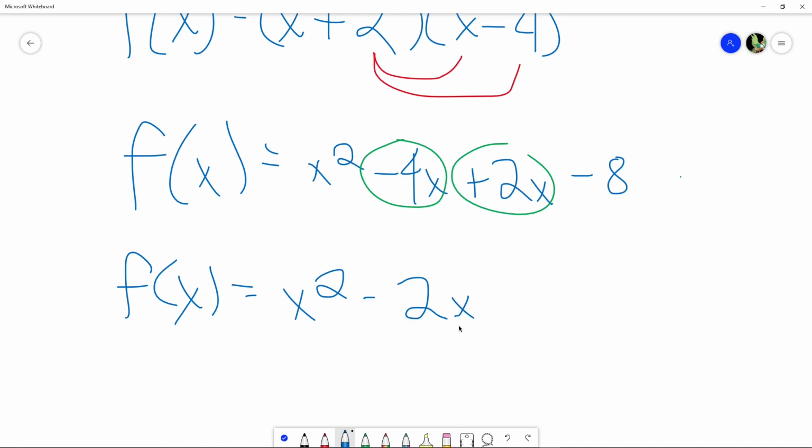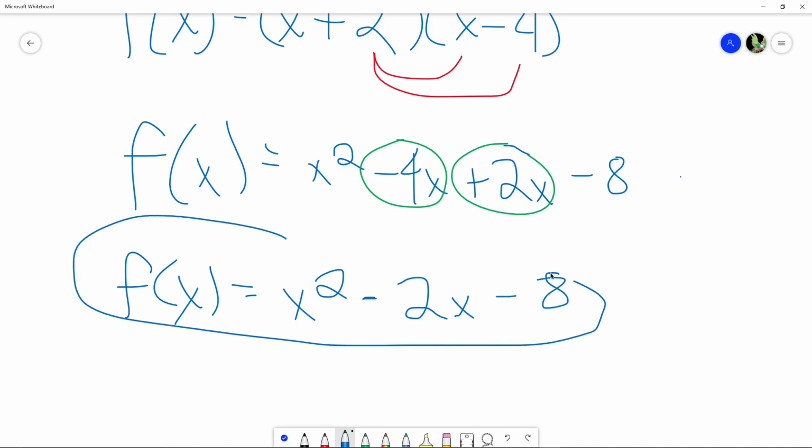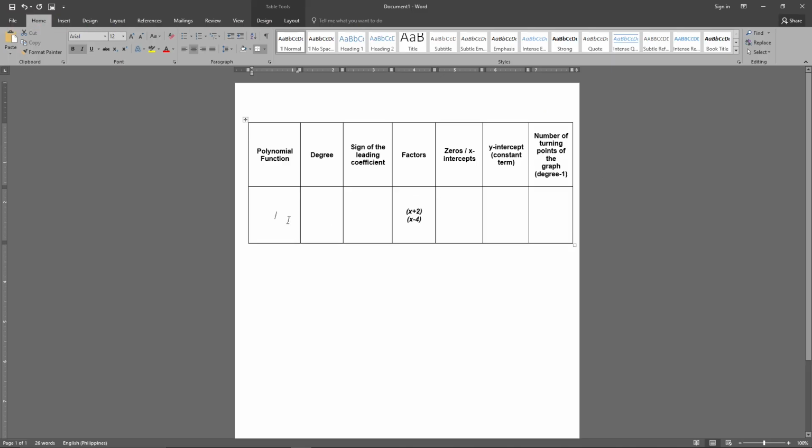We're adding these, guys, so it creates negative 2x. So remember, if you're adding these things together, as I've said before, the exponents add when multiplying. This time we're just adding the coefficients, so of course the exponents would still retain and would still be the same. It's negative 2x, then minus 8. And pretty much, yeah, that's the whole polynomial equation right there. So now that we got this, we're going to go to our table and we're going to put in our polynomial function.